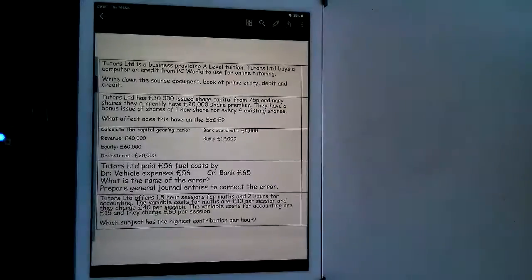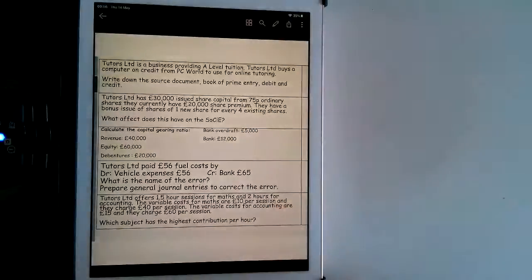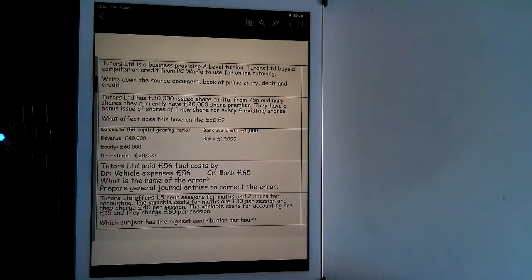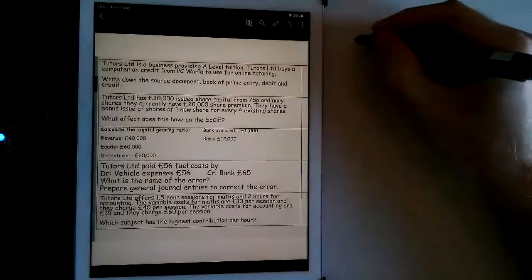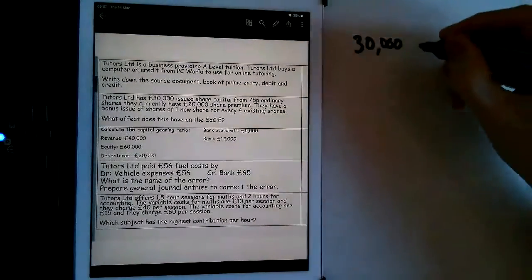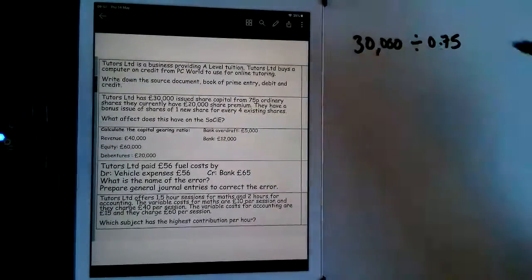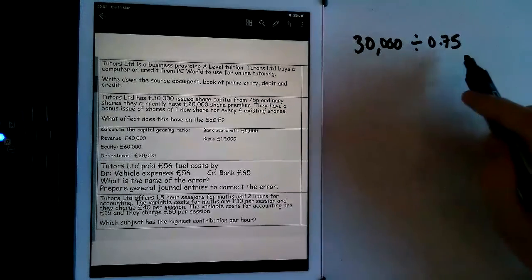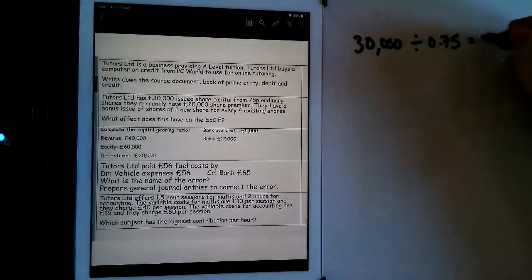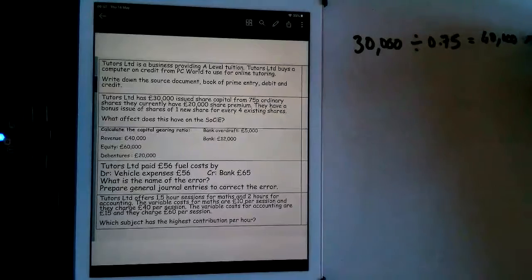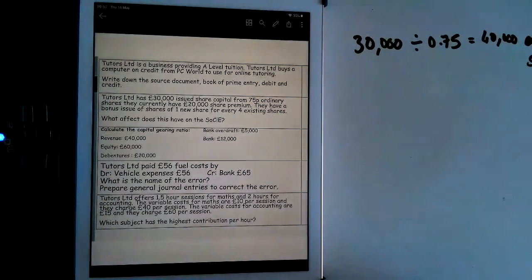Okay. Number two, Tutors Limited has £30,000 issued share capital from 75p ordinary shares. So straight away, you can work out how many shares they have. So 30,000 divided by 0.75. So divide how much capital they got by how much a share is worth to get how many shares they have. So 40,000 existing shares. Okay, and they currently have £20,000 share premium.